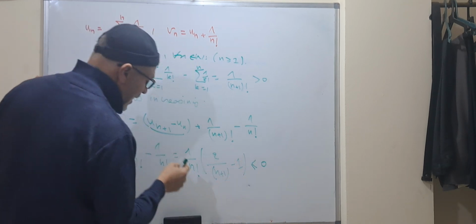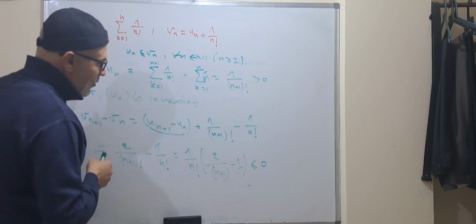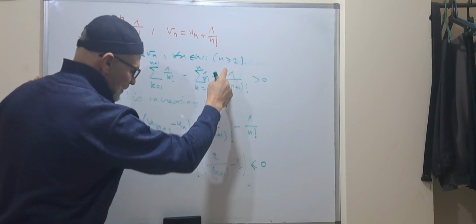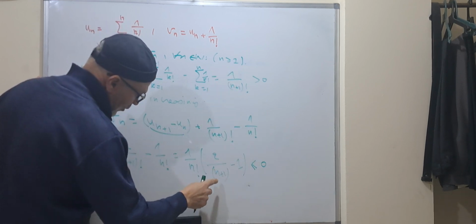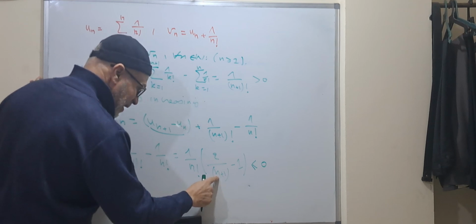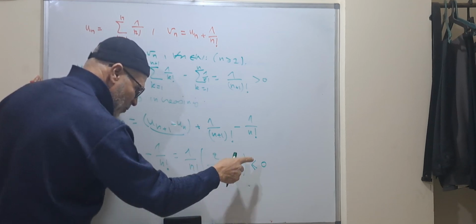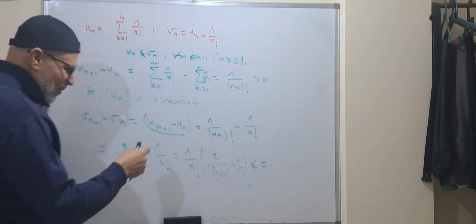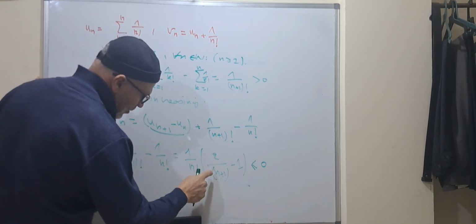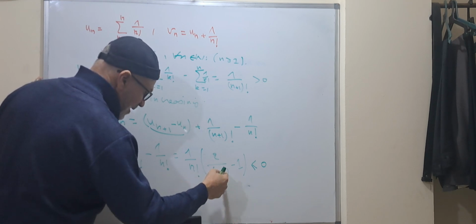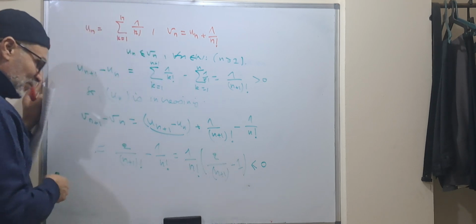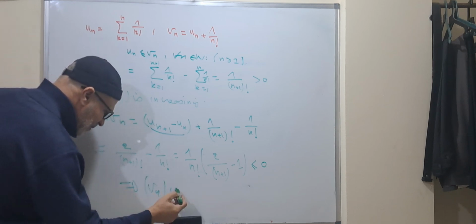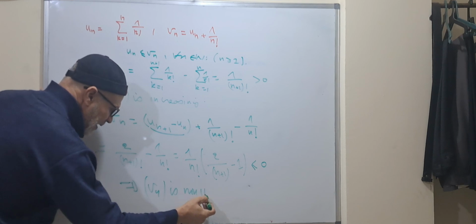This is less than or equal to 0. Why is it less than or equal to 0? Because n starts from 1. So in the worst case, it can be equal to 1, so we have 1 minus 1 equal to 0, and the factorial is positive, so the quantity is less than or equal to 0. Otherwise, 2 divided by n plus 1 is strictly less than 1. This means that vn is non-increasing.